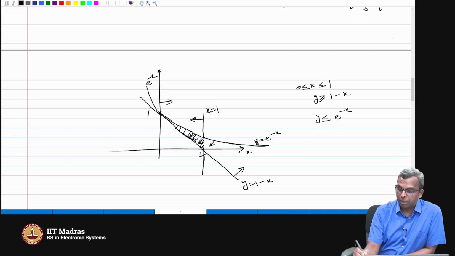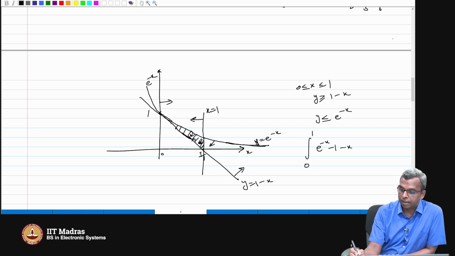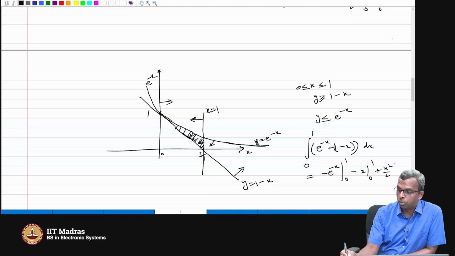So, what will be the integral? Integral will be from 0 to 1, right. It will be e power minus x minus (1 minus x), right, minus 1 plus x if you want, dx. So, this is what you will have. Okay. So, you will have to do this integration. This is minus e power minus x between 0 and 1, minus 1, that will be just x between 0 and 1, and then plus x squared by 2 between 0 and 1.